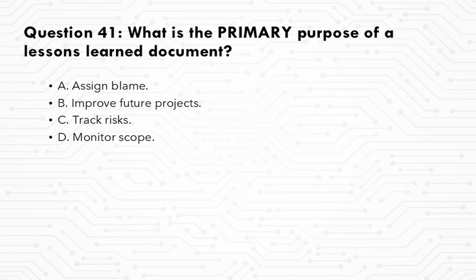Question 41. What is the primary purpose of a lessons learned document? A. Assign blame. B. Improve future projects. C. Track risks. D. Monitor scope. Answer: B. It captures insights for future improvement.